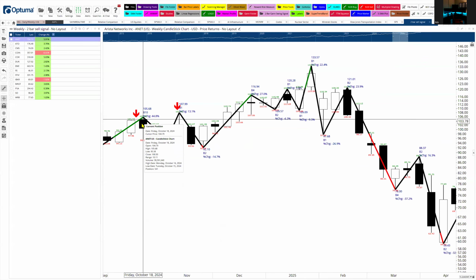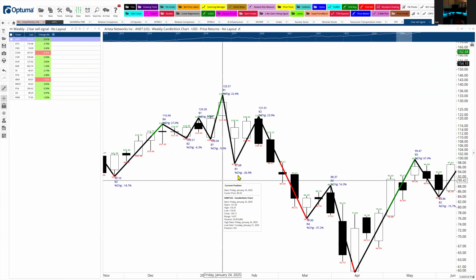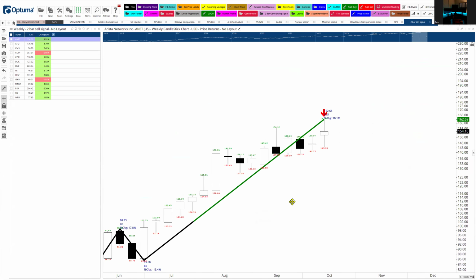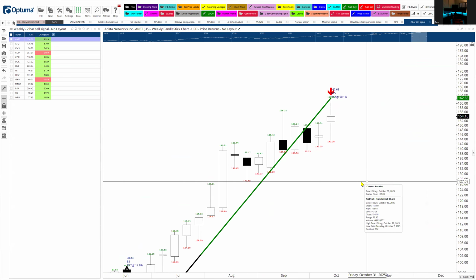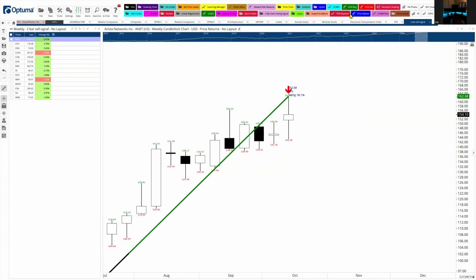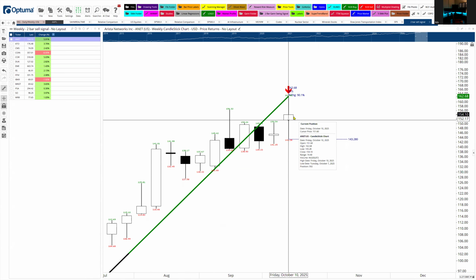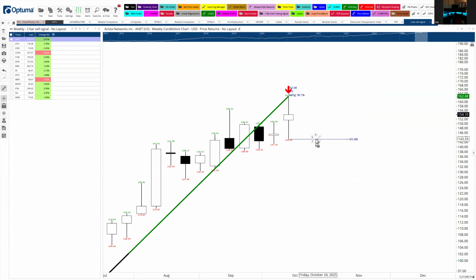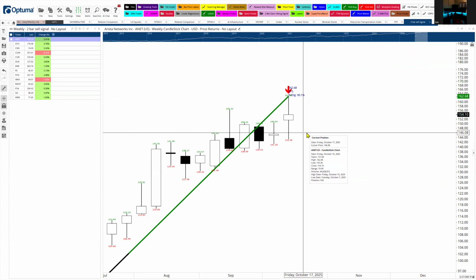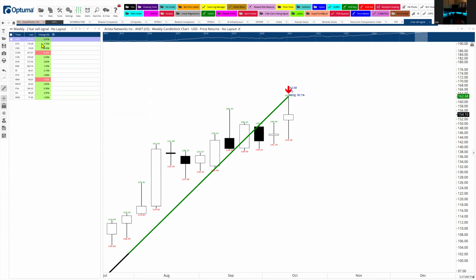Basically what you're looking for is the next weekly bar to be a lower bar. So your target for the next week is 143.28. Once it puts in this low, you will have a lower weekly bar that would confirm whether this sell signal was right or wrong. Yeah, this one is a pretty strong close. You never know, it can reverse.